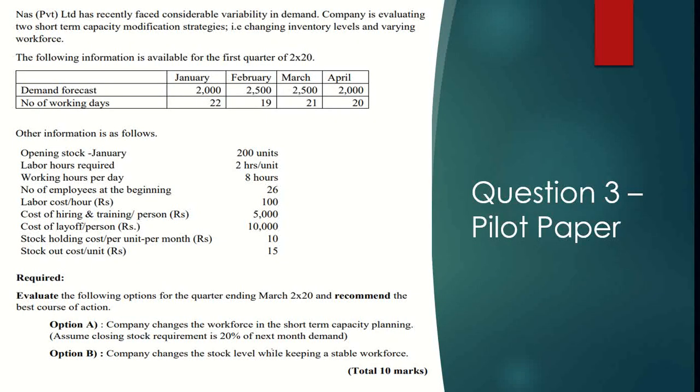Now they are asking to evaluate the following options for the quarter ending March 2020, which means January, February, March. Obviously this quarter is less than 1 year, so you will follow short-term strategies, right? And recommend the best course of action. So there are two options given. We want to find the best course of action, whether option A is suitable or option B is suitable. So option A, we'll have a look.